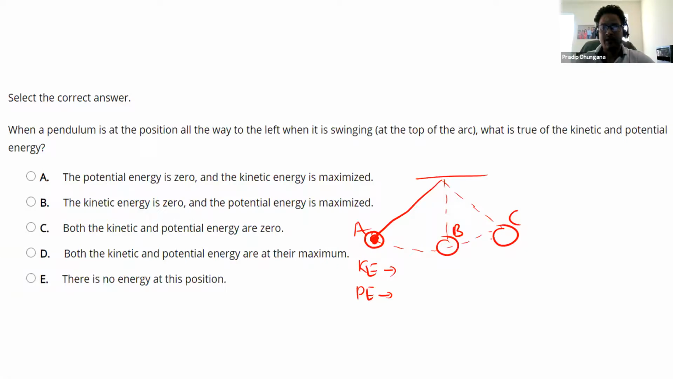So A and C are the extreme positions, and B is the middle position. You can think in that way. Here at A and C, velocity is 0. So that means kinetic energy is 0, and potential energy is maximum. At position B, velocity is maximum. That means kinetic energy is maximum and potential energy is 0. So the correct choice for this problem is B, that is the kinetic energy is 0 and the potential energy is maximized.